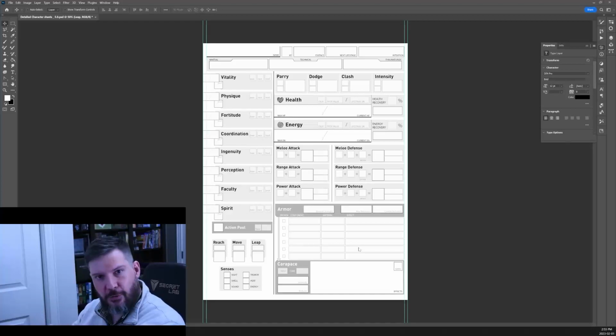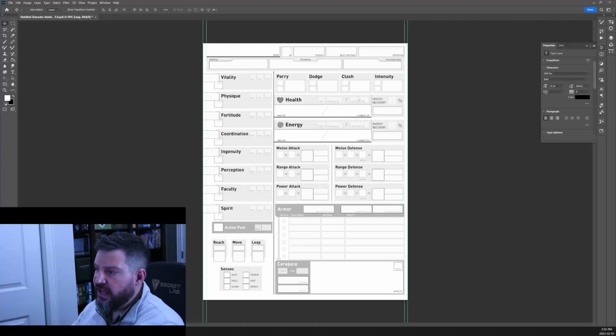I almost forgot health. So as is the case with parry, dodge, and clash, intensity, melee attack, melee defense, we assign core values, or we assign a base stat to create a derivative stat. So as you can see here, there's a space to choose your base stat proficiency. In this case, maybe you would choose vitality for health. So if your vitality was 20, then you would put vitality here and then 2 in the following column.